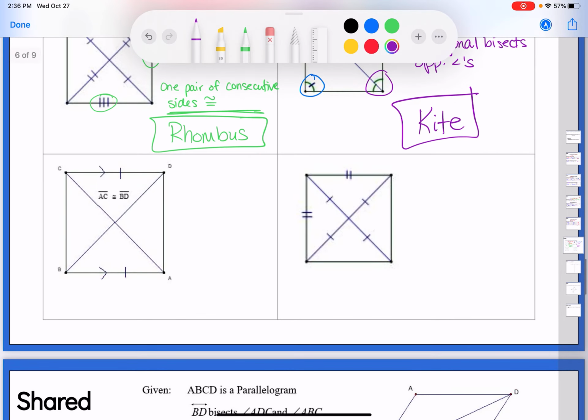All right. Now if I look in the bottom left, notice I see here that it says segment AC is congruent to segment BD. AC is this diagonal, right? And BD is this diagonal. It is kind of hard to mark diagonals congruent, so we could do something like this. Okay, so I know that my diagonals are congruent.